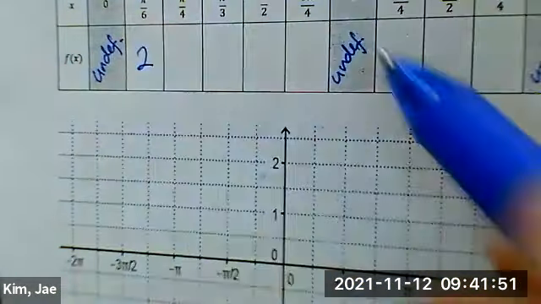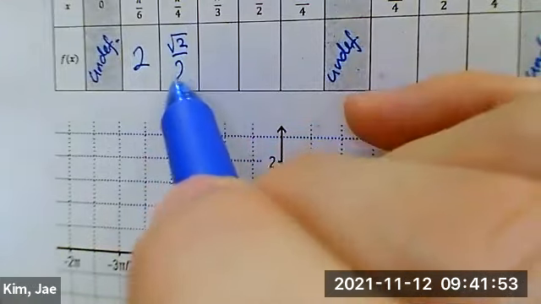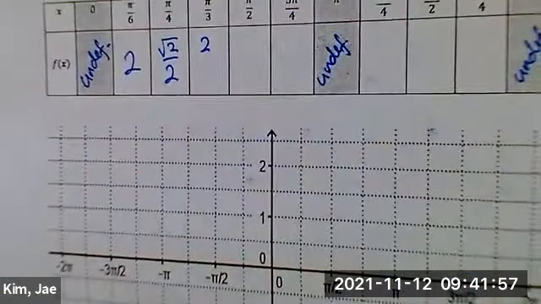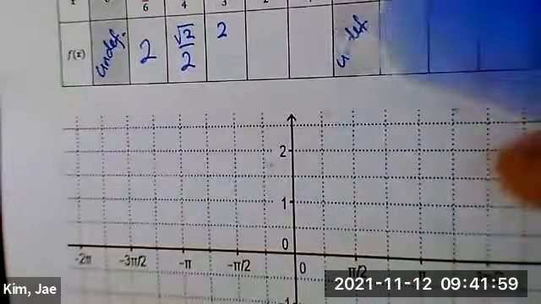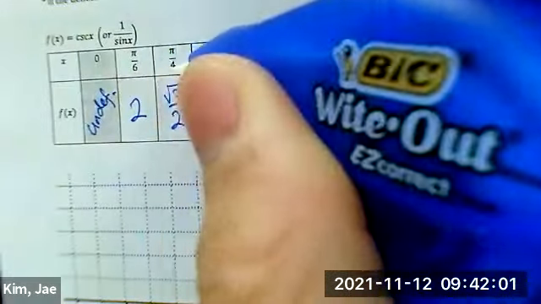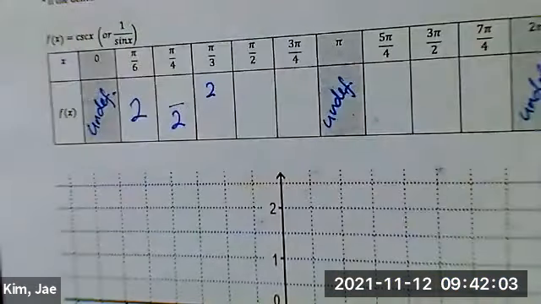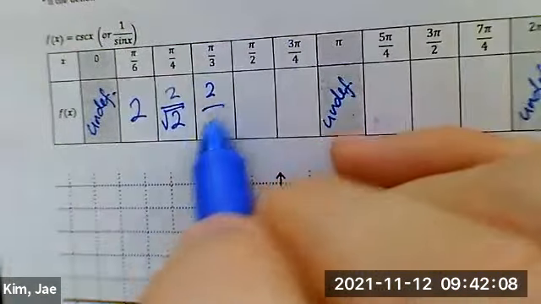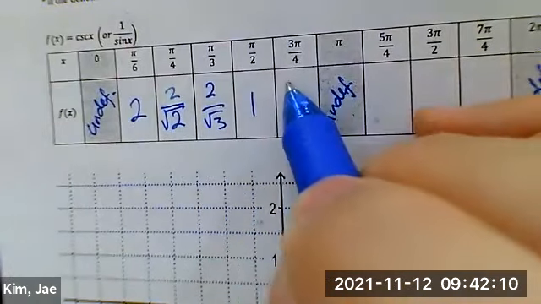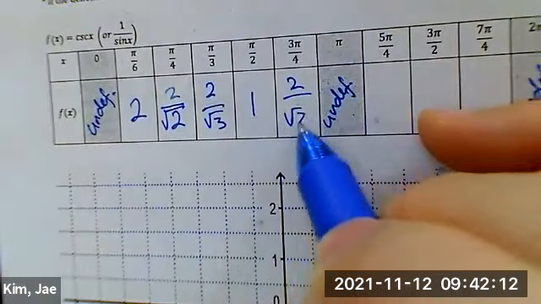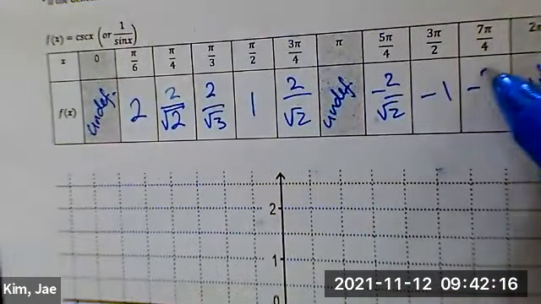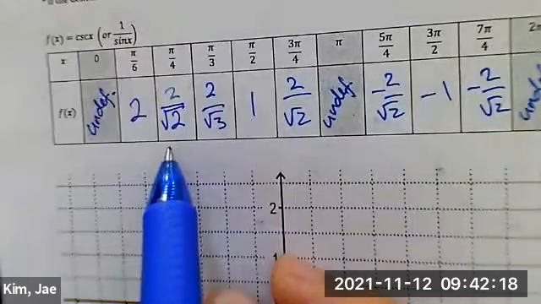This is going to be 2 root 2 over 2. Oops, I got in such a habit. 2 over root 2, 2 over root 3, that's a 1. 2 over root 2, negative 2 over root 2, negative 1, negative 2 over root 2.